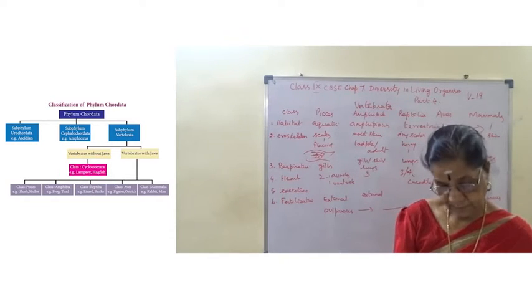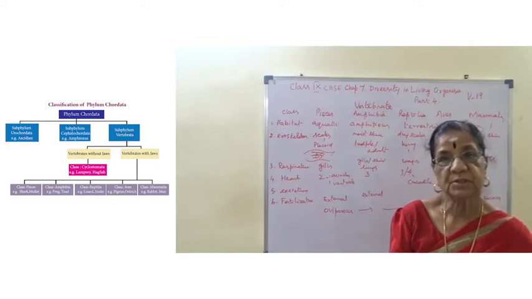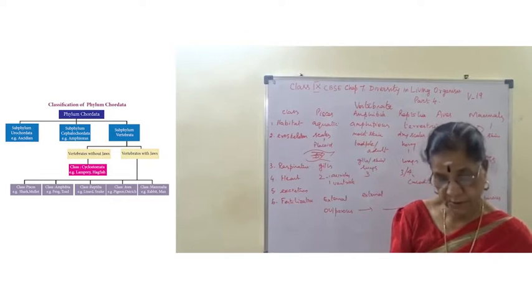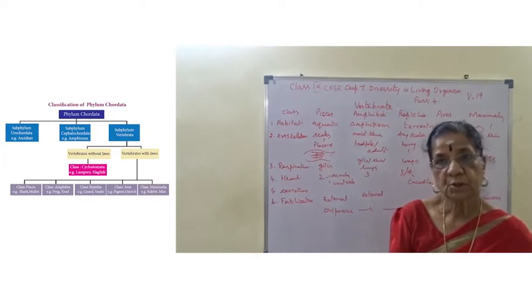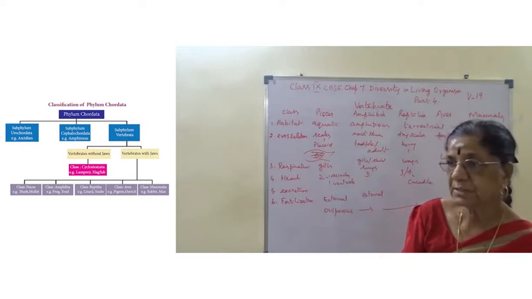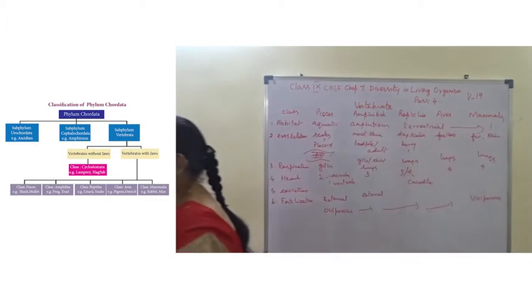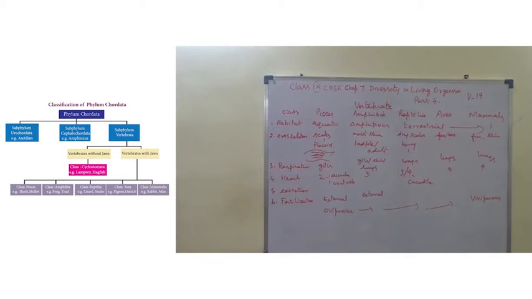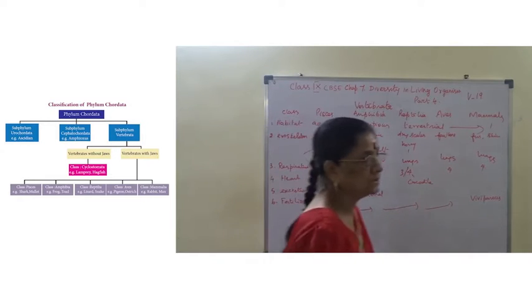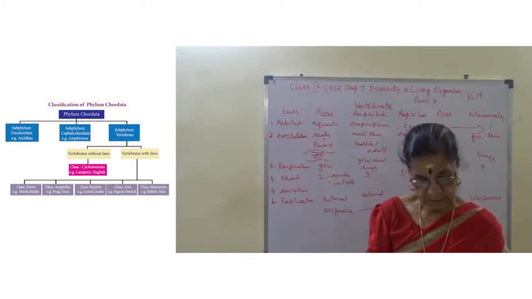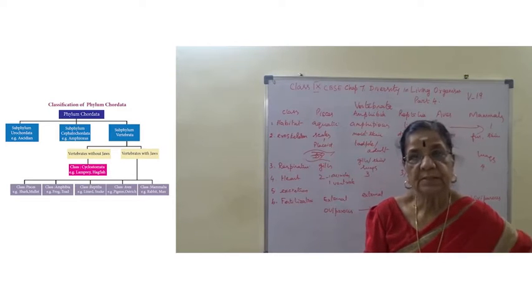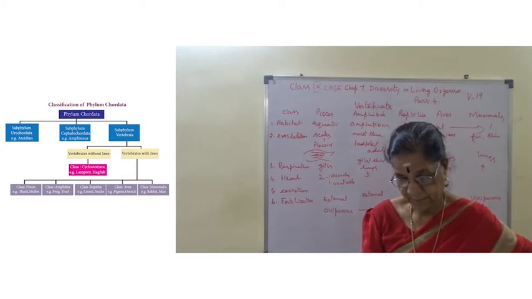I hope you understand. Then what is the function of notochord? Notochord provides space for muscles to attach, for ease of movement. Then the characters of chordates: they have a notochord, dorsal nerve cord, are triploblastic animals, have paired gill pouches, and they are coelomic animals. I hope you understand.